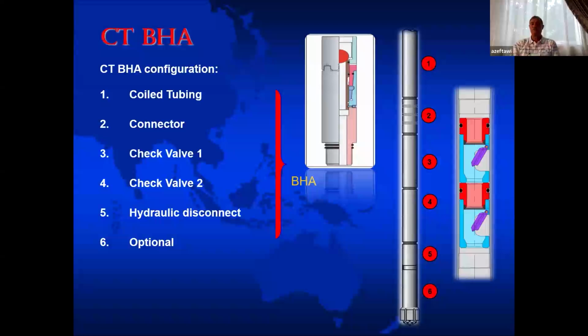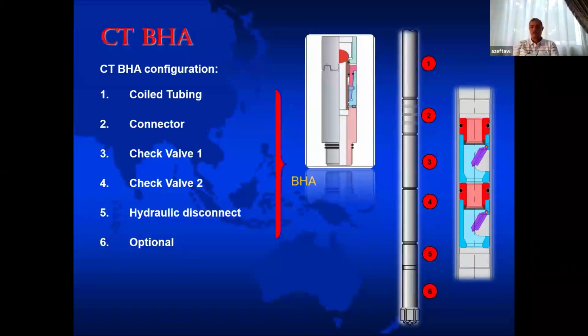After the connector, we put two check valves. Check valve 1, check valve 2. The purpose of the check valve is to prevent well pressure and the well fluid from entering my pipe. So if I have a pinhole at the surface, then the well pressure will be at the surface. But having the check valve will prevent the well pressure escaping to the surface.